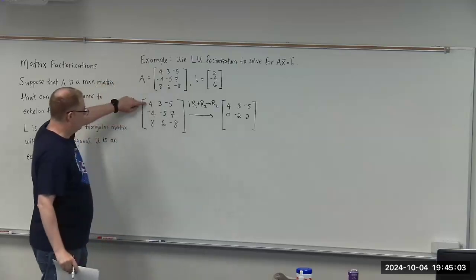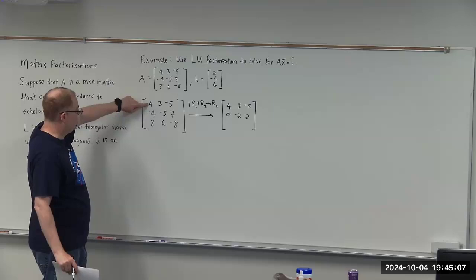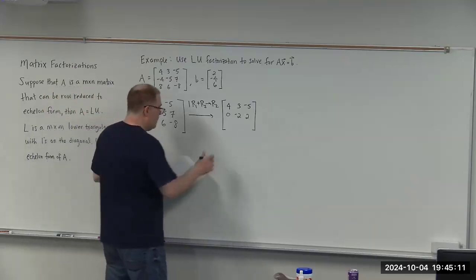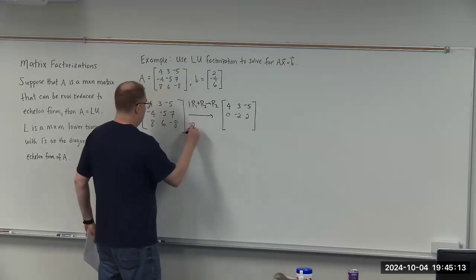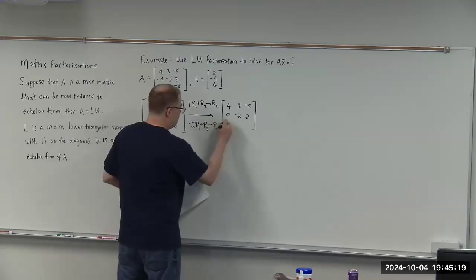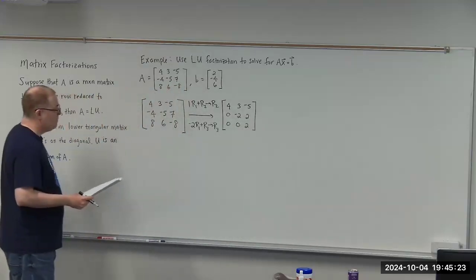So let's go ahead and work on this one. We need to multiply the first row by negative two and then add it to the third row. So minus two times row one, add it to row three, and store that result in row three. So that's going to give us zero, zero, and two.